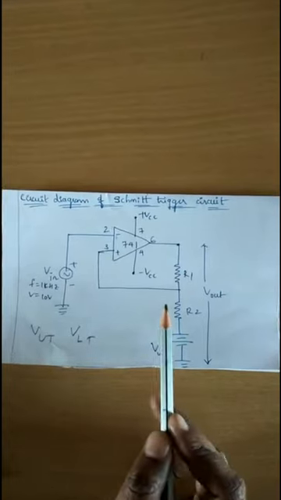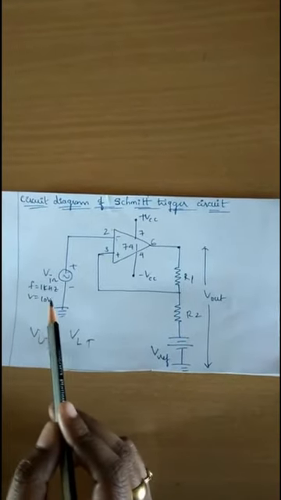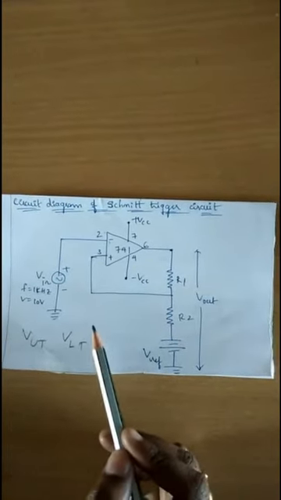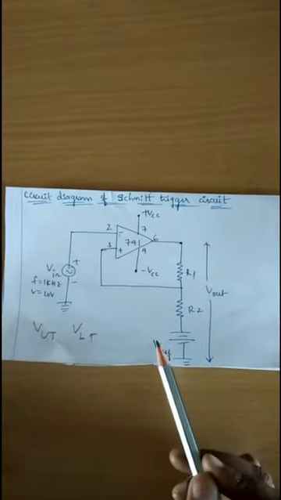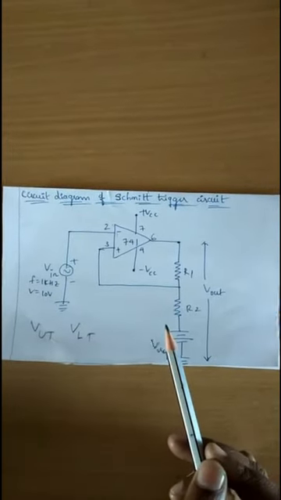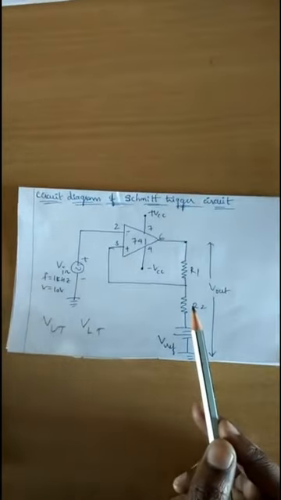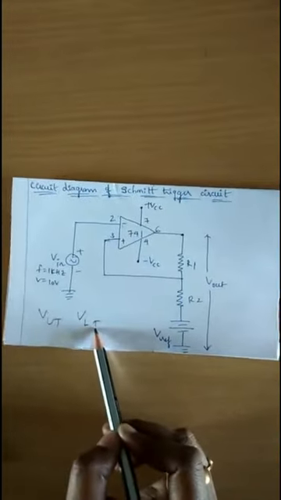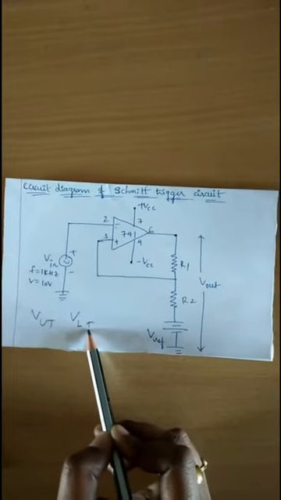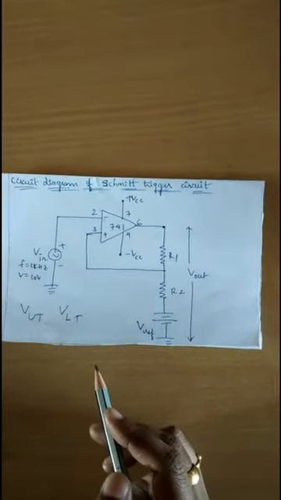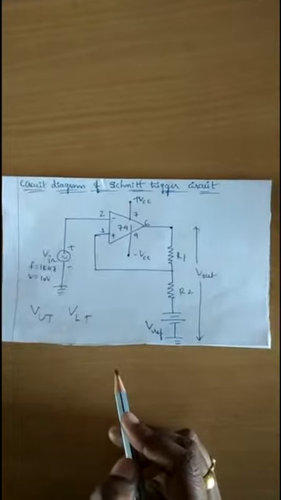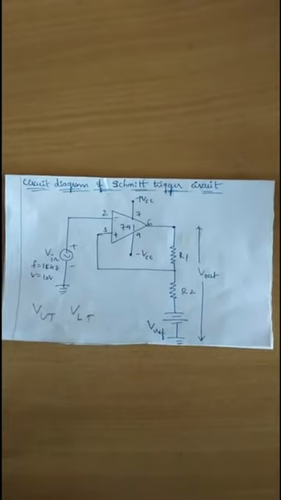That is, when the input of the comparator exceeds VUT, its output switches from plus Vsat to minus Vsat, and it reverses back to its original state, plus Vsat, when the input goes below VLT. The hysteresis voltage is of course equal to the difference between VUT and VLT.